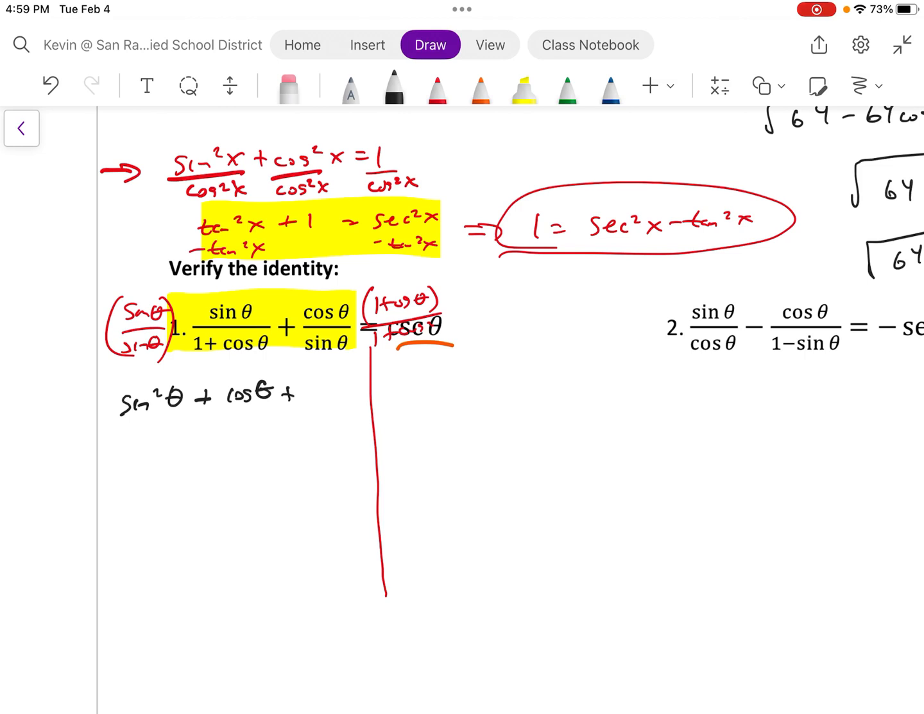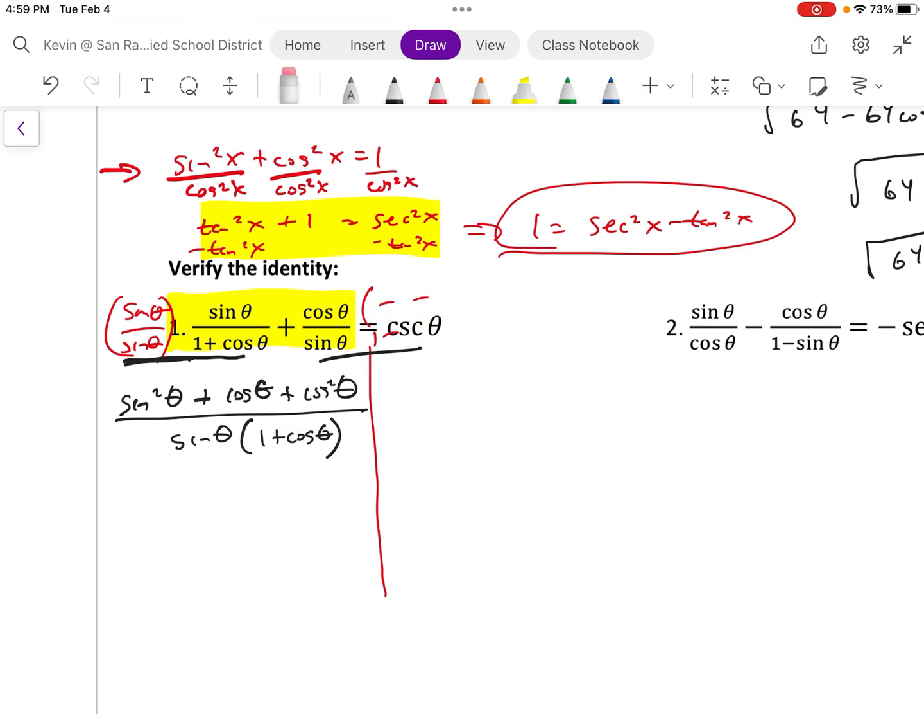And then on this side, I have cosine theta, because cosine theta times 1, and then plus cosine theta times cosine theta is cosine squared theta. And all of that is going to be over the combination of these two, right? Because I multiply these together to get a common denominator, which is sine theta times 1 plus cosine theta. So that's basic algebra. Hopefully you understand that. I know I made it a little bit ugly looking, but see me during student support if it doesn't make sense.